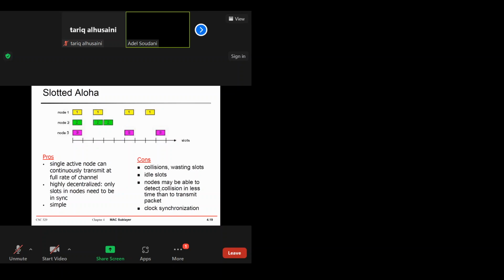Nodes might be able to detect collision in less than the time to transmit a packet. So it means that the transmission and the detection of the collision have to both be performed in that interval of time. And the other problem is clock synchronization.